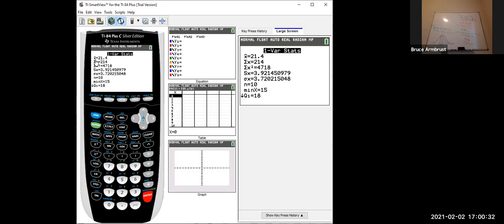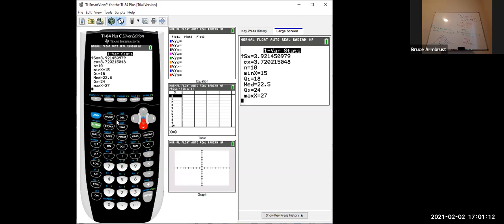So X bar, that's my average, my sample mean, 21.4. Here's the sum of all my sample values, 214. Sx, sigma x, remember the difference. S is your sample standard deviation, sigma is your population standard deviation. Here are my n, I did 10 of them. My smallest is 15, my first quartile is 18. I keep arrowing down. My median, 22.5, third quartile, 24, max is 27. So it's really, really handy. Put it in, get your answer.